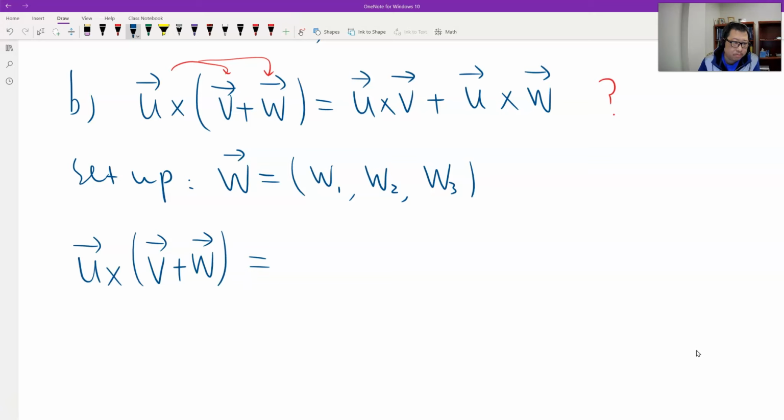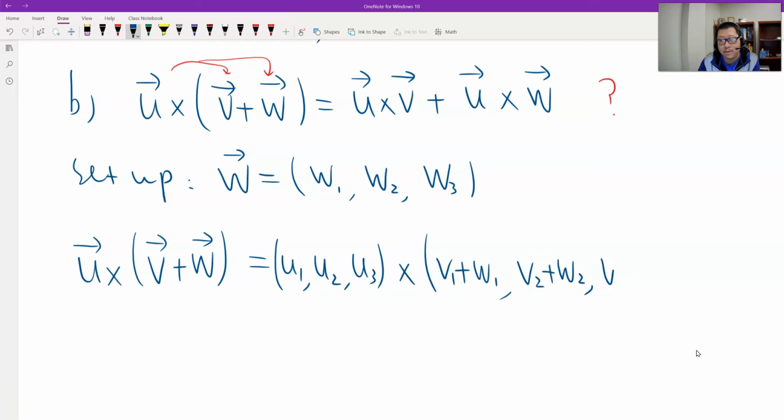Let me put a little bit. U is U1, U2, U3, right? And the cross. What is V plus W? Yeah, we know the addition: V1 plus W1, V2 plus W2, V3 plus W3. This vector, by the definition.